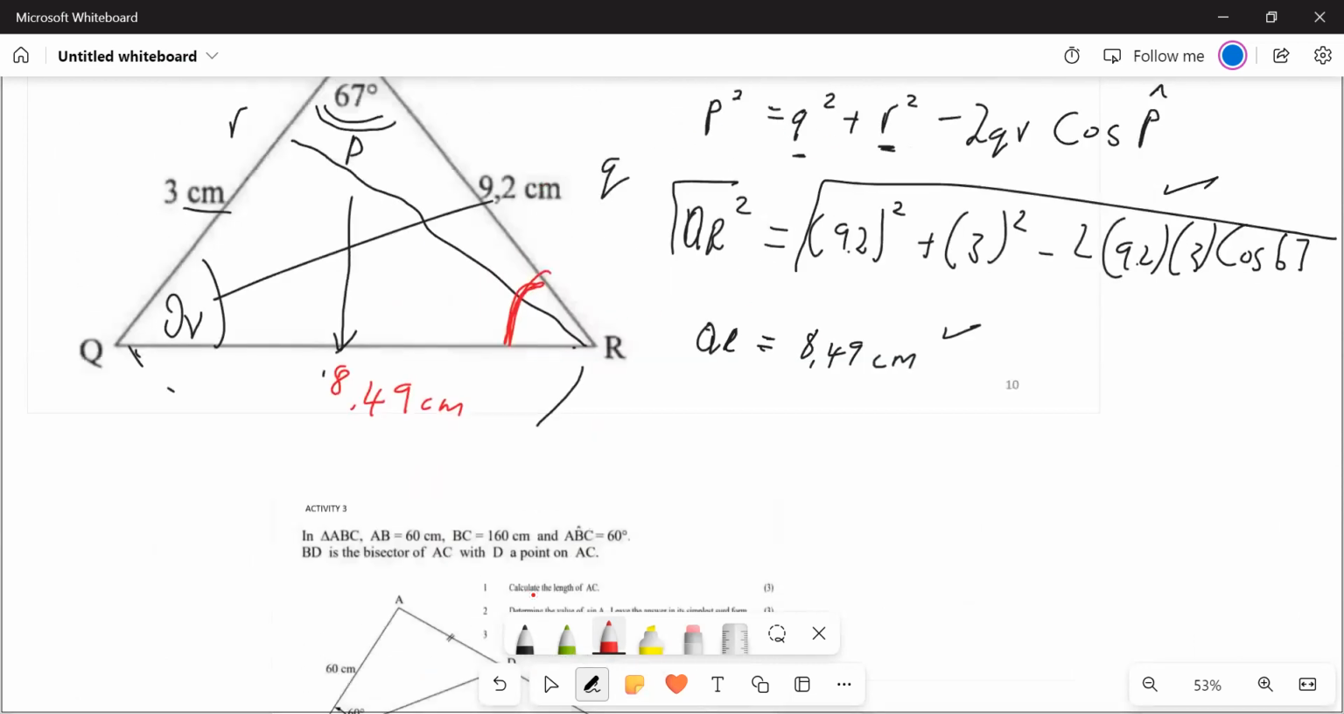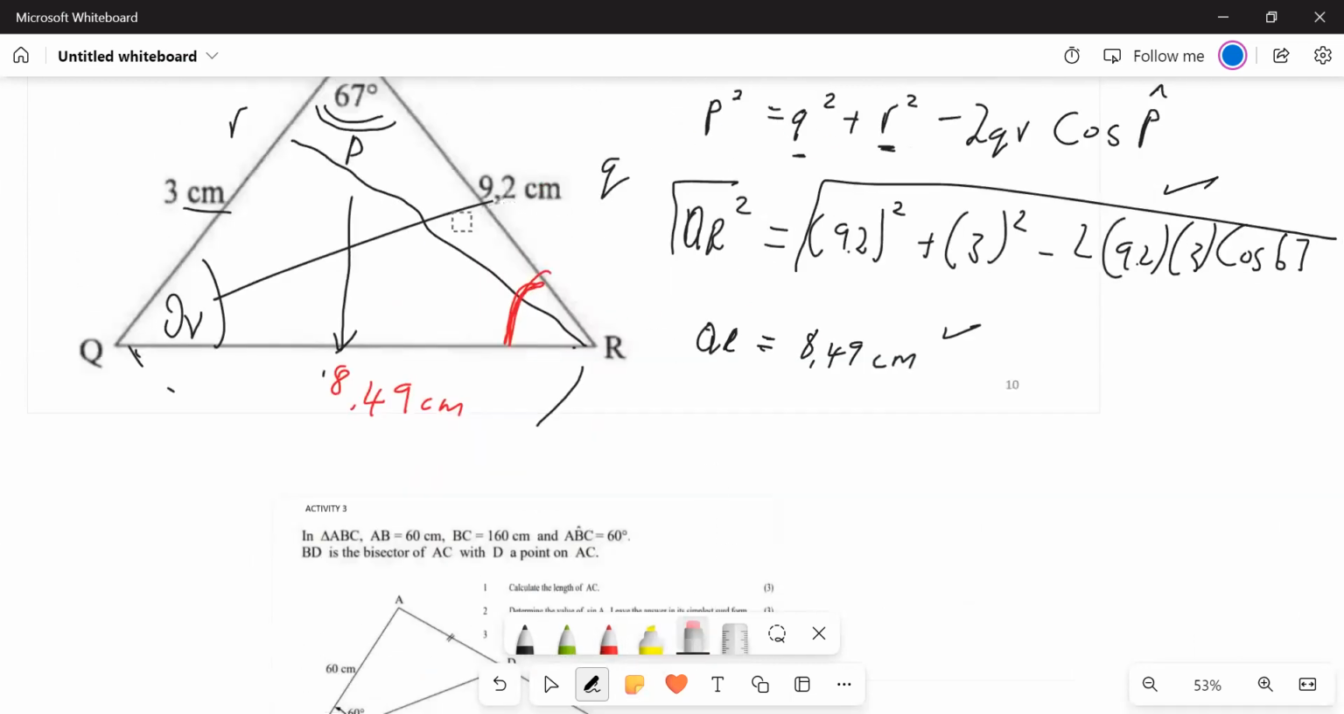Because our diagram is updated, we want to get an angle. If we want to get an angle, we can use the sine rule. Now we have this side, we have this side, also have this side. Now we can get this angle here using a sine rule, or we can use the cos rule.